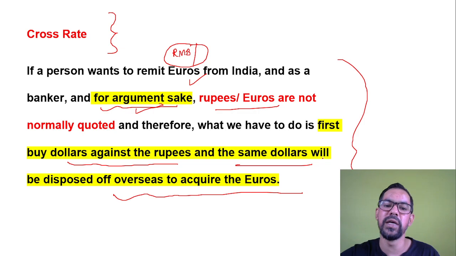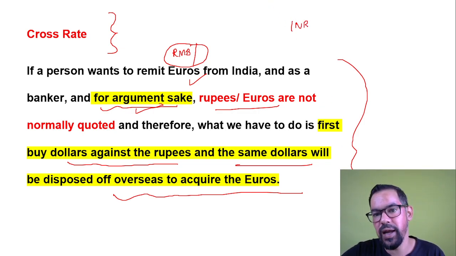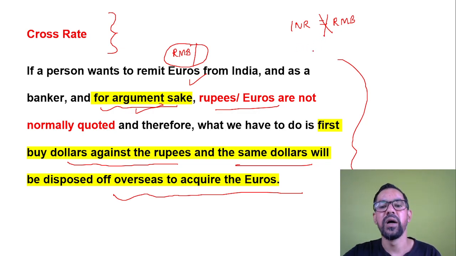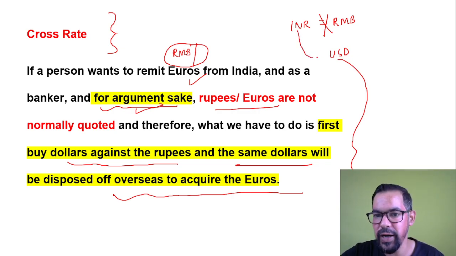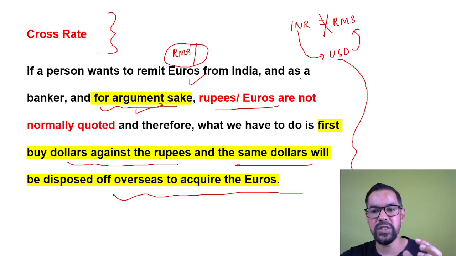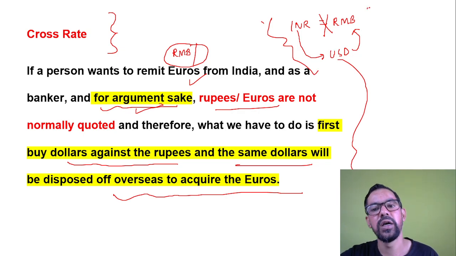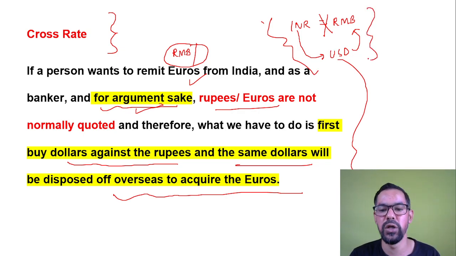So this example is, as I told you, for INR and renminbi, we do not have direct quotation. Okay, we do not have the fixed exchange rate. But INR and renminbi have a common currency, USD. So first we'll convert INR into USD, then we'll convert USD into renminbi. This exchange rate is generally known as cross rate.